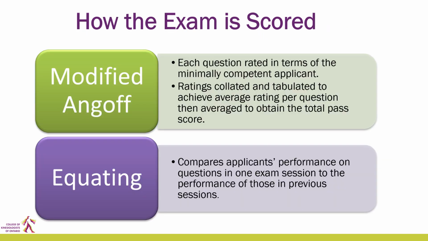The pass score for the exam is set by the examination committee using two methods. The first, the modified Angoff method, requires each committee member to independently rate each question on the exam in terms of the minimally competent applicant. The ratings from all committee members are then collated and tabulated to achieve the average rating per question. These ratings are then averaged to obtain the pass score for the total exam. The equating method compares applicants' performance on particular questions in one exam administration to the performance of those in previous administrations. The purpose of this is to gauge the relative difficulty of the current exam and the relative strength of the applicants.